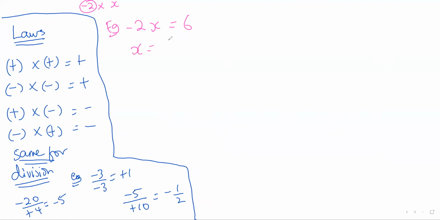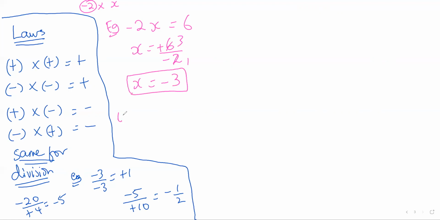So you're going to say x equals 6 divided by -2. 6 divided by 2 is 3. 6 remains positive, of course. Positive divided by negative is negative. 2 into 6 is 3. So -3 is the answer for this one.